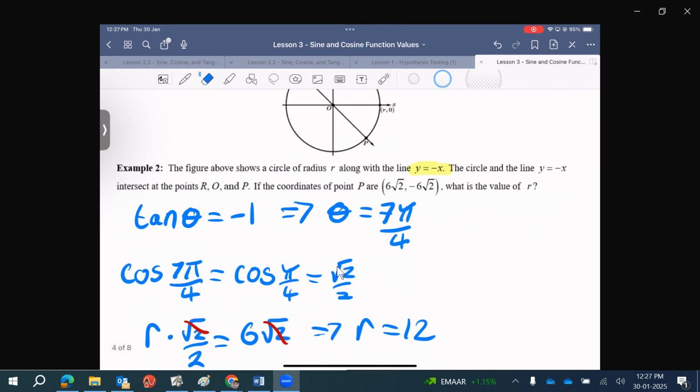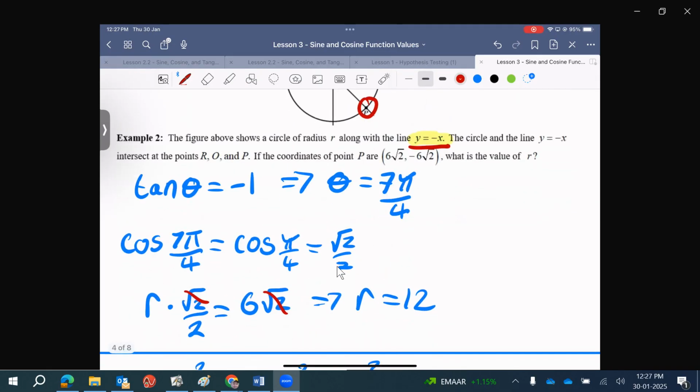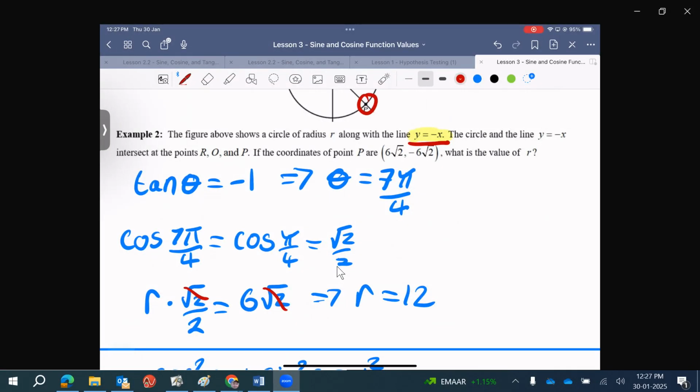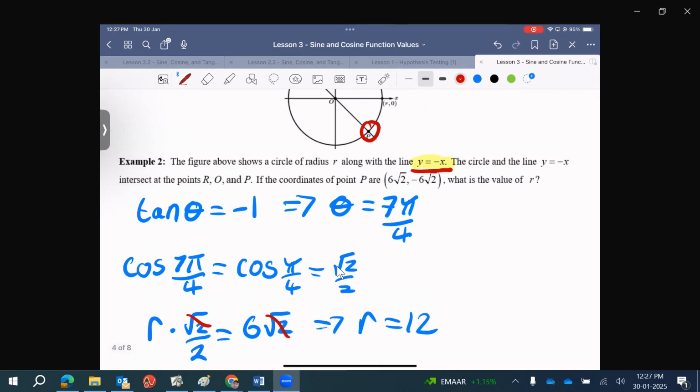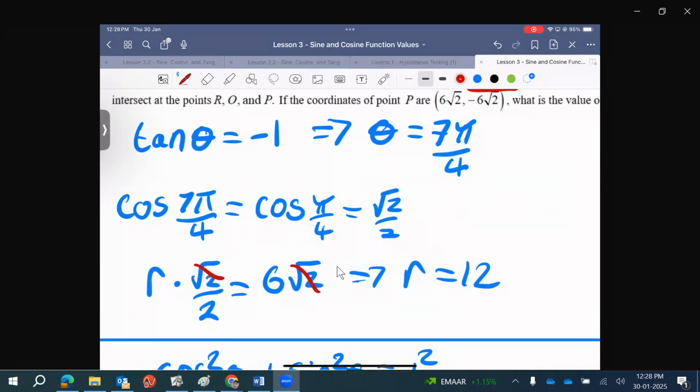Okay, so in this solution, we get the tangent value given here. So where the slope is minus 1, which means the tangent of theta is minus 1. If the tangent of theta is minus 1, and it's in this quadrant down here, then theta has to be 7 pi over 4. So the cosine of 7 pi over 4 is equal to root 2 over 2.